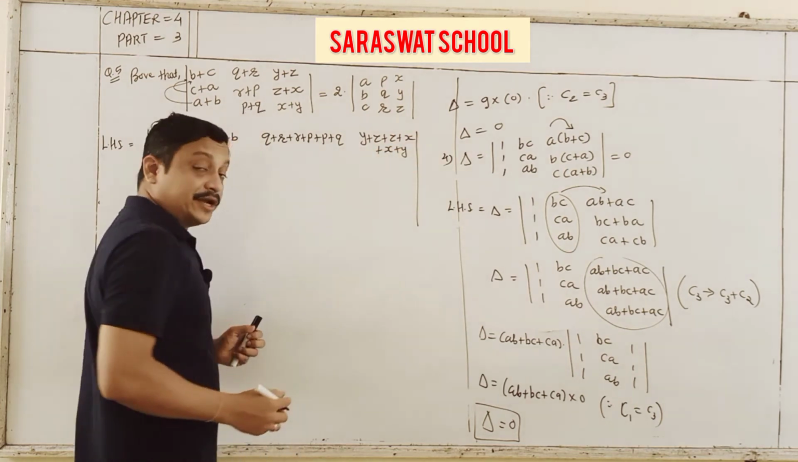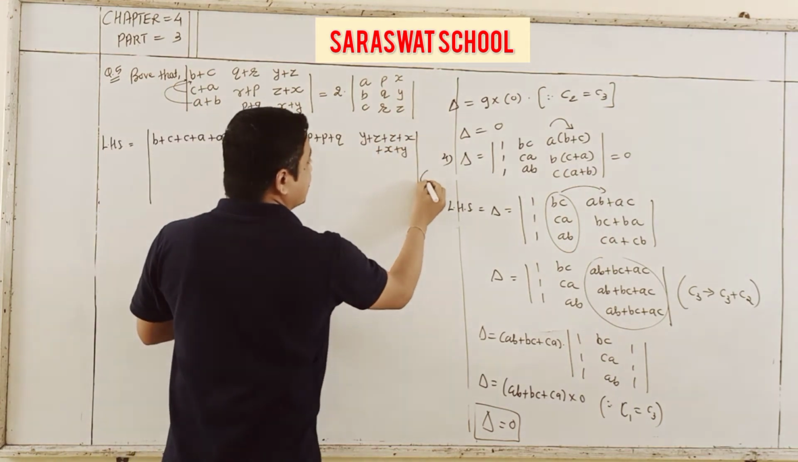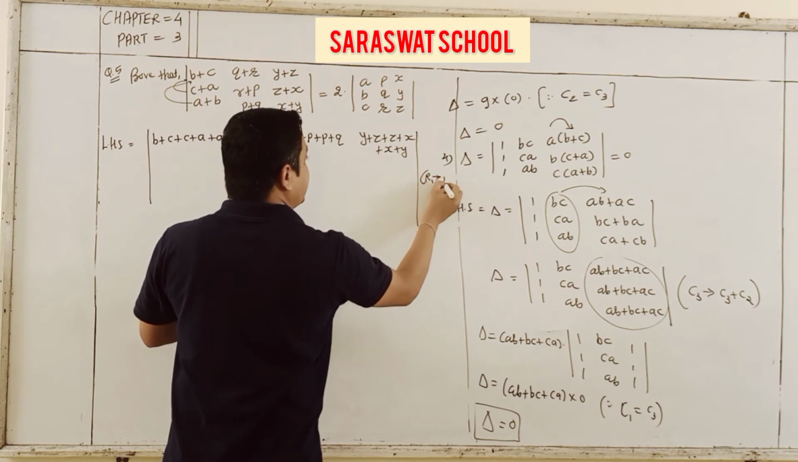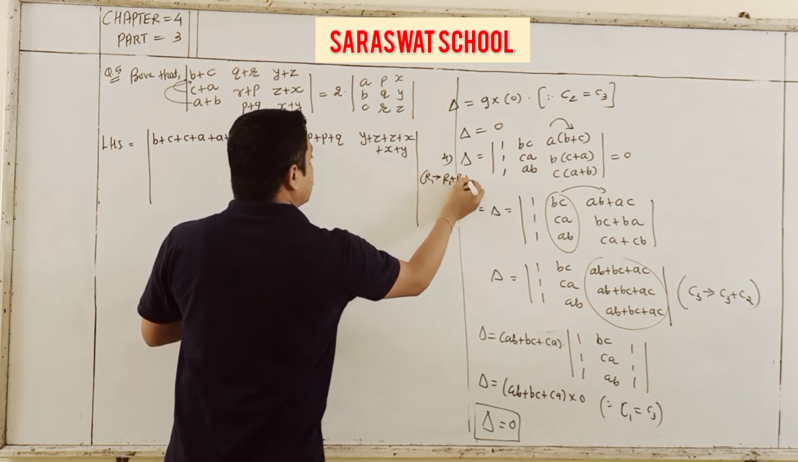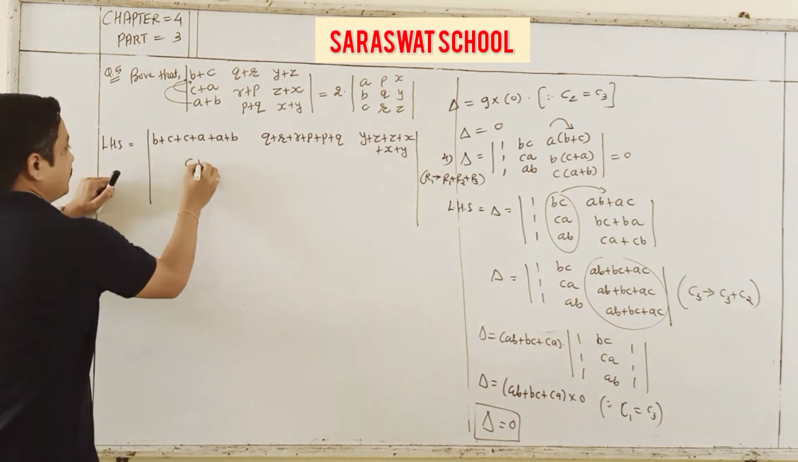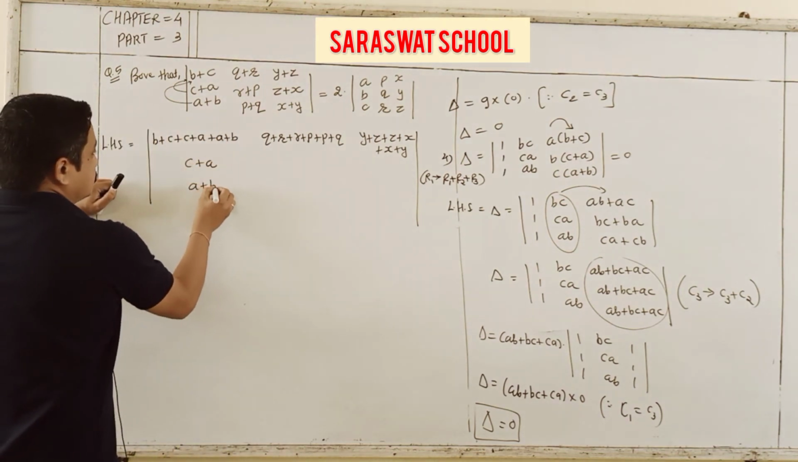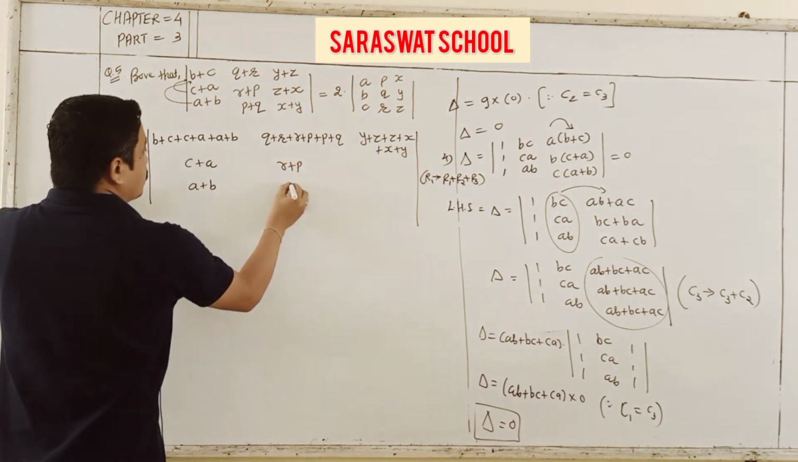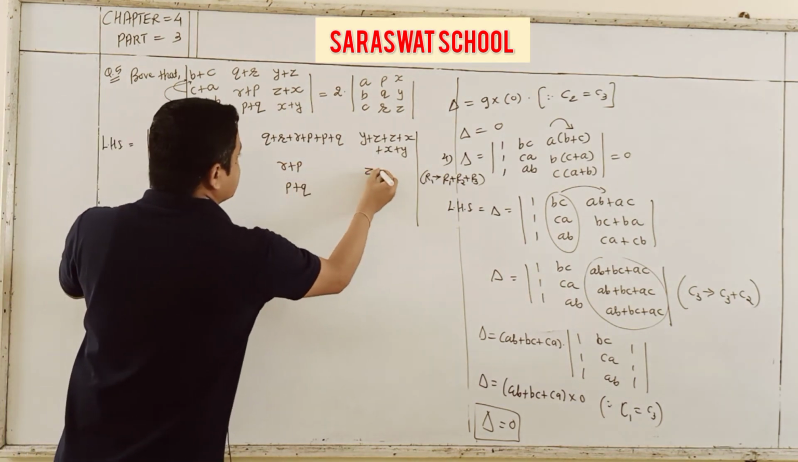And what to do operating? Yes, my operating is row number 1 added into row 1, row 2, and row 3. Other same: C plus A, R plus P, Z plus X.